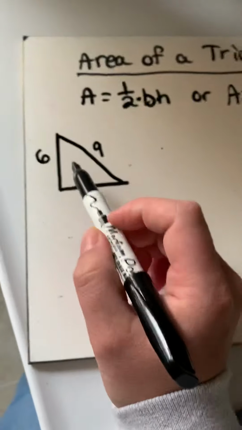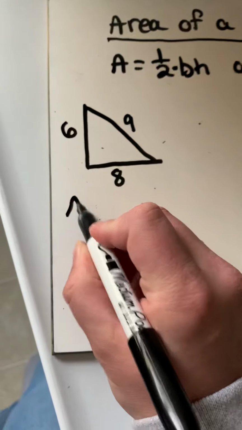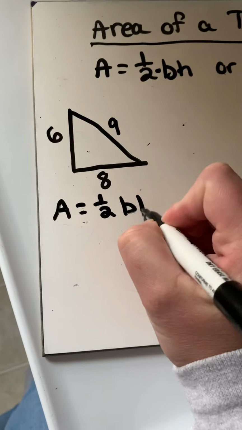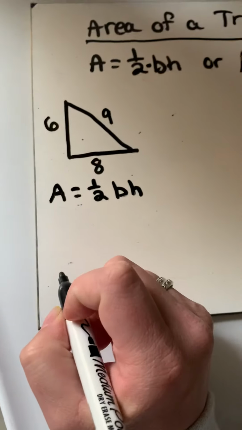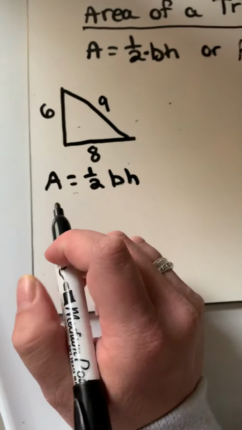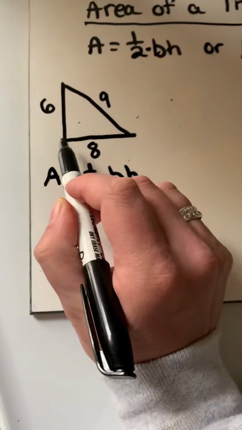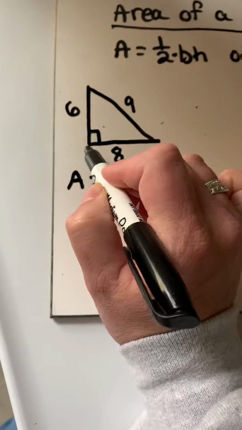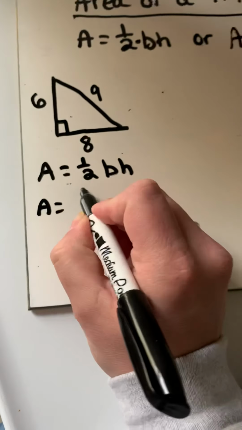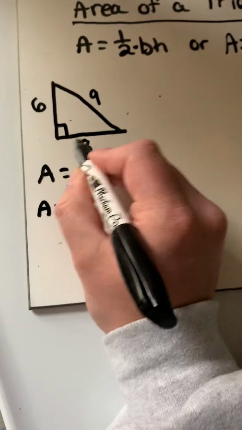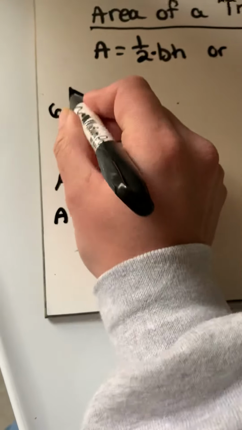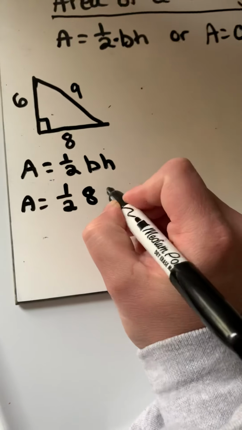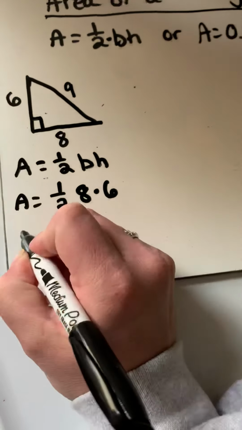So let's focus on this triangle. Remember, we always start with the formula. So area equals half times base times height. One thing I want to point out, the base of a triangle always forms a right angle with the height. So area equals half. My base is 8 because it forms a right angle with this line, which is my height. So base is 8, and my height is 6.